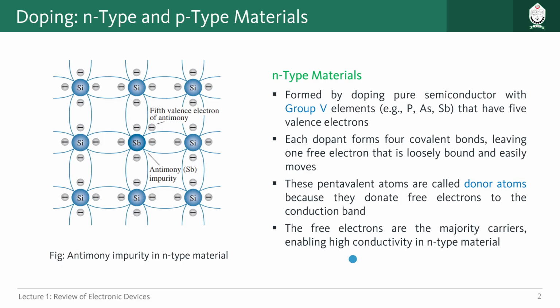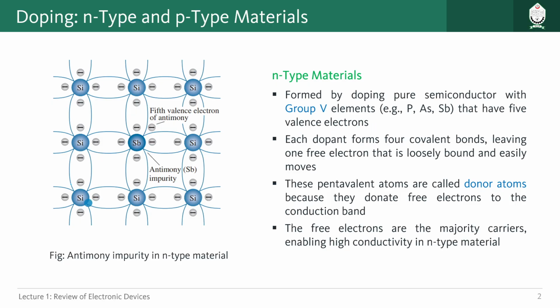Now we talked about intrinsic materials. Now we will see how we can make that intrinsic material impure for one benefit. So what is that? We are talking about N-type and P-type materials. It's written here: formed by doping pure semiconductor with group 5 elements, that have 5 valence electrons.